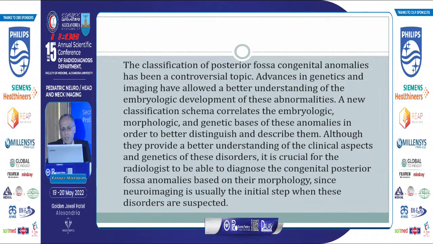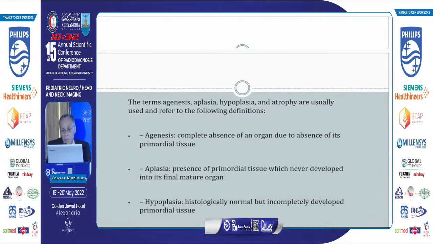Advances in genetic and imaging modalities have allowed better understanding of the embryological development of these anomalies. A new classification scheme correlates embryologic, morphologic, and genetic bases of these anomalies in order to better distinguish and describe them. Although this provides a better understanding of the clinical aspects and genetics of these disorders, it's crucial for radiologists to be able to diagnose the congenital posterior fossa anomalies based on their morphology, since neuroimaging is usually the initial step when this disorder is suspected.